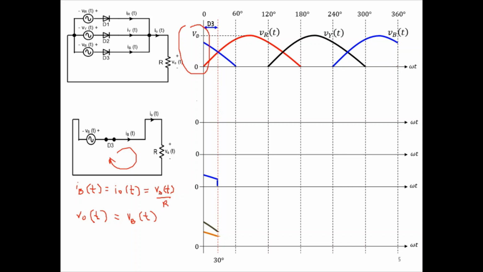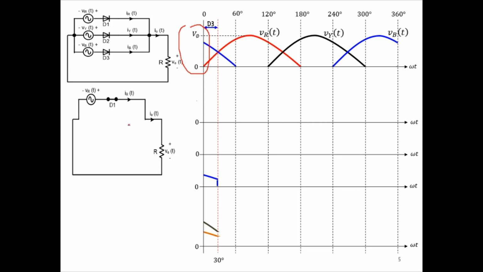Next, we will focus on this intersection point. After this point, we can see the amplitude of the red voltage increases and is higher than the blue voltage. Therefore, diode D1 will turn on. And this diode will conduct the red line current until the next intersection point.